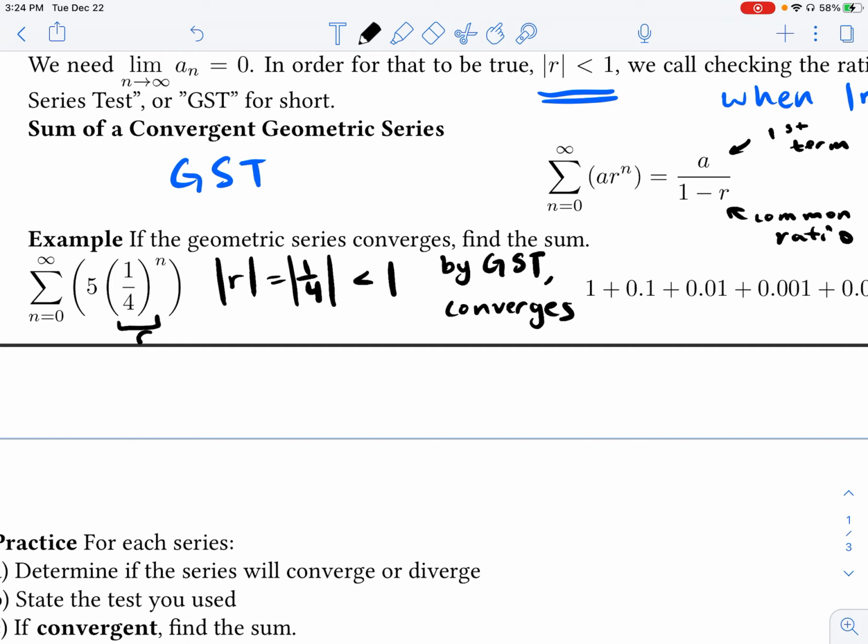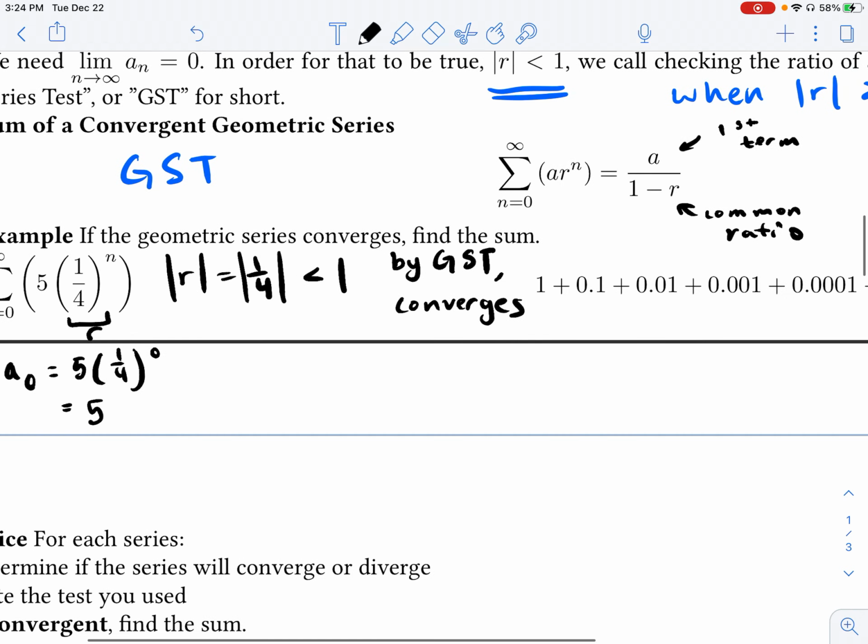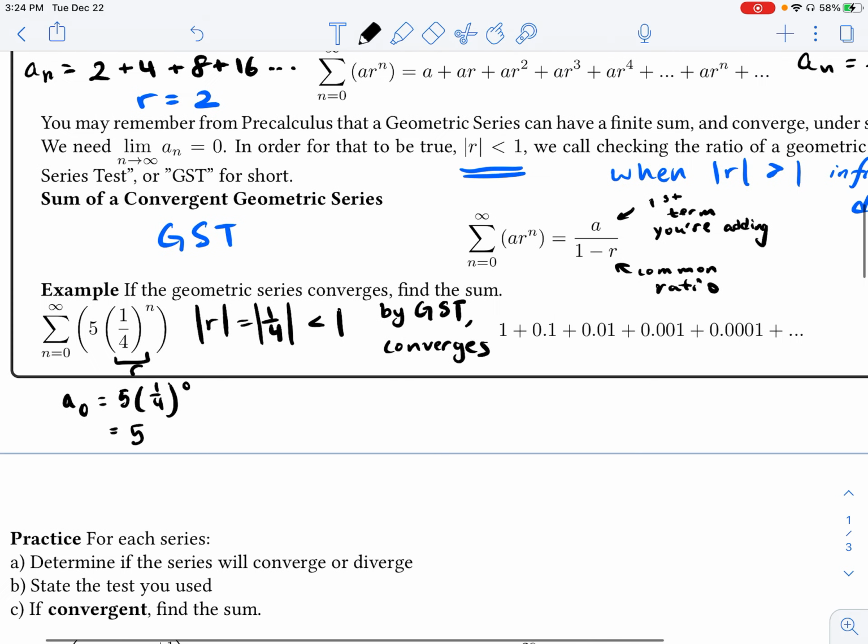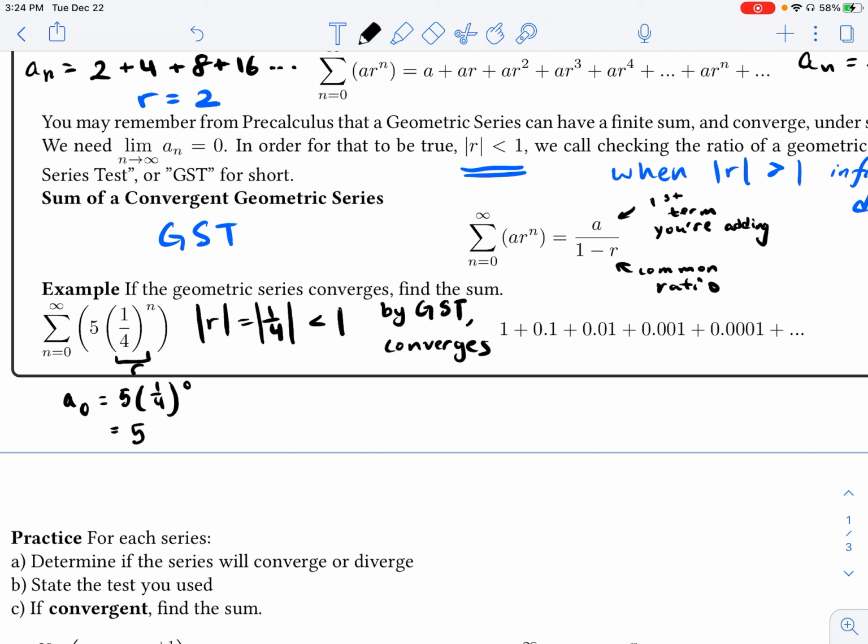So for this problem here, when n is equal to 0, so let's write a sub 0, let's plug 0 in for n. We have 5 times 1/4 to the 0 power, so that is just going to give us 5. So I said the first term, but it really just means the first term you're adding, and I should probably specify that. So that is the first term that we're adding here in our series. So we say a sub 0 is equal to 5. So our sum is going to be a sub 0, which is 5, over 1 minus our common ratio, which is going to be 1/4.